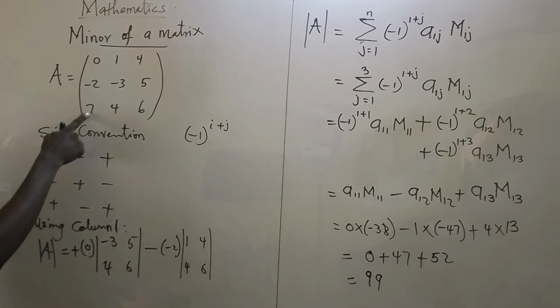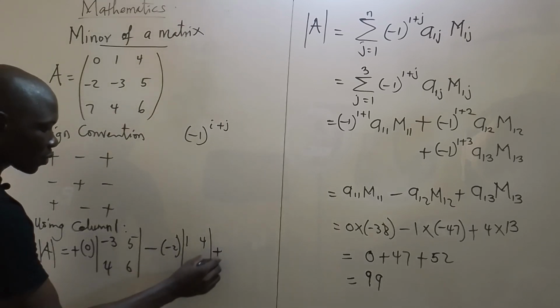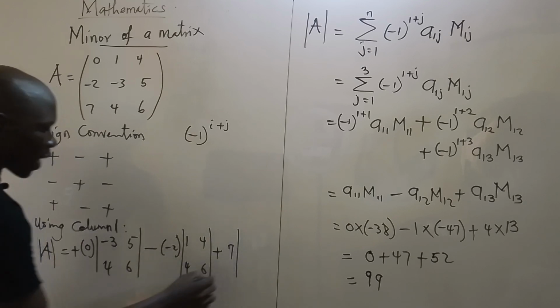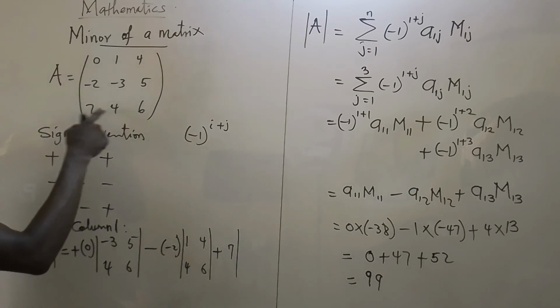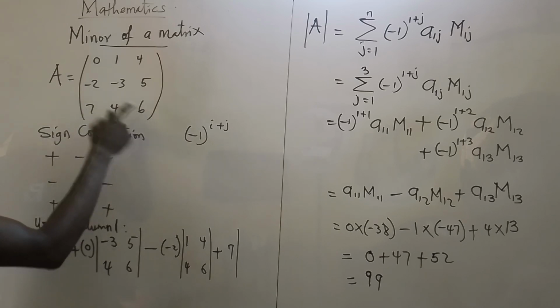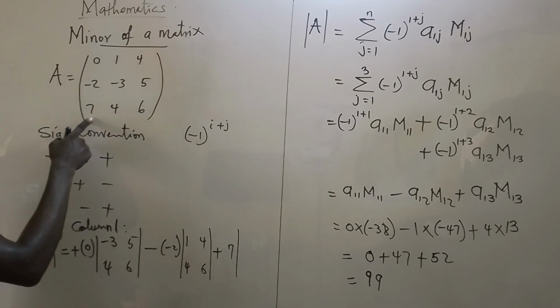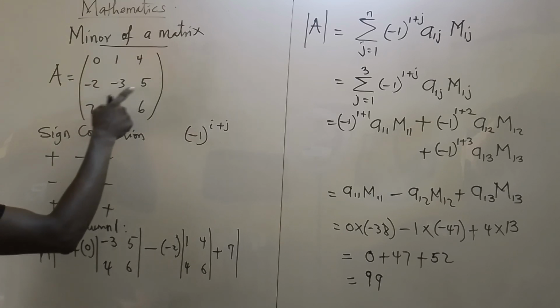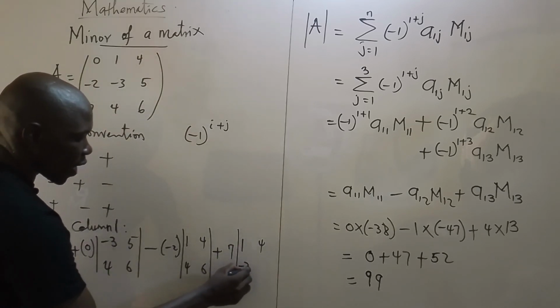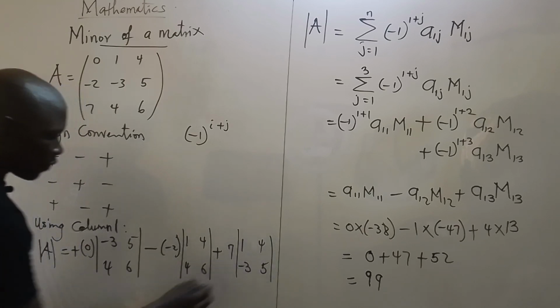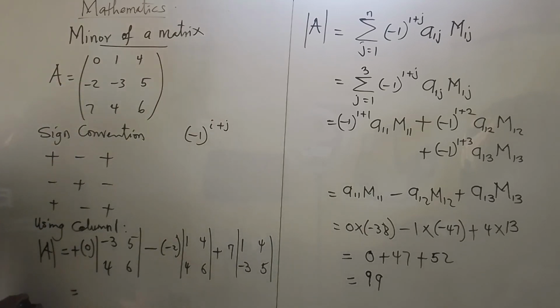Now the third element is 7. The corresponding sign is plus. So we say plus 7 multiplied by its own minor as well. The minor corresponding to 7, delete the row and the column 7 belongs to. So we are left with 1, 4, minus 3, and 5. So every other thing now is just to simplify this. So plus 0 is the same thing as 0, bracket.